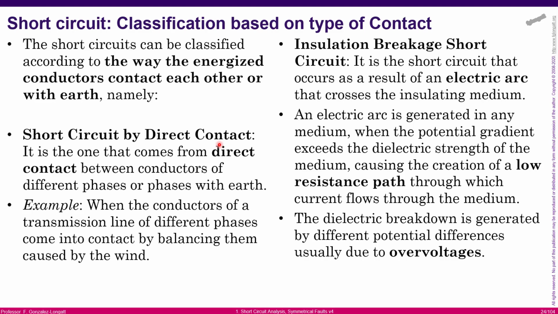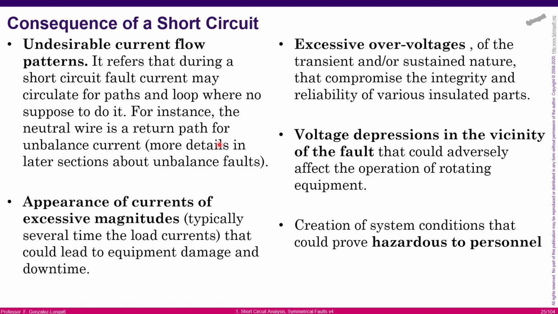Insulation breakage is another reason. Typically, when we have air and we have overvoltages, there is an electric arc, and that electric arc can go across the air, and there is a dielectric breakdown, and we have a short circuit. That situation is quite typical. It can happen for many reasons. It can be external, it can be internal. Okay, what are the consequences?